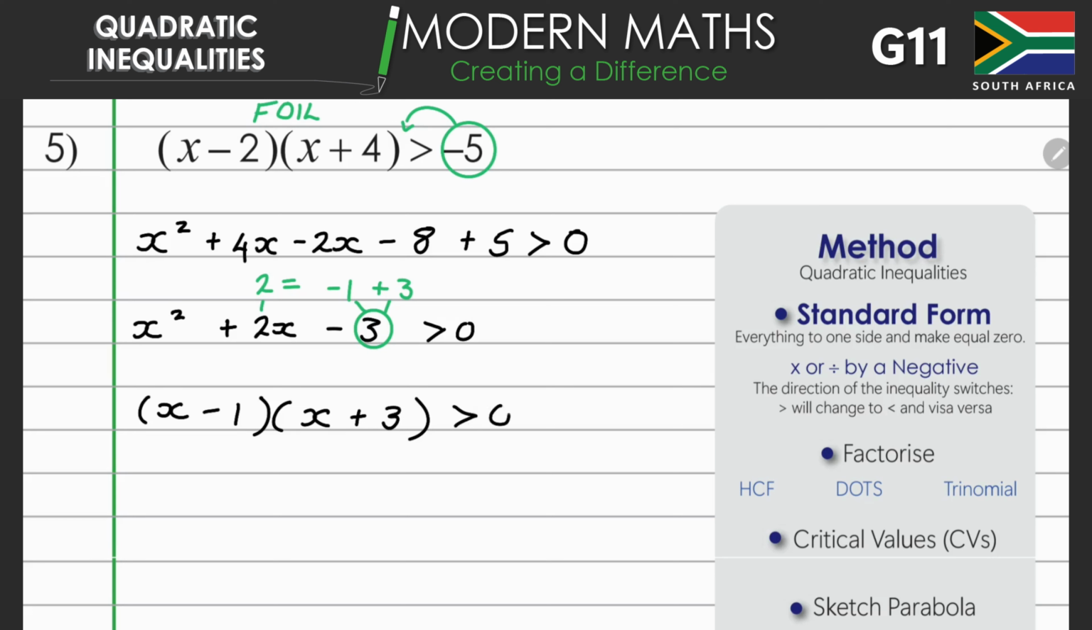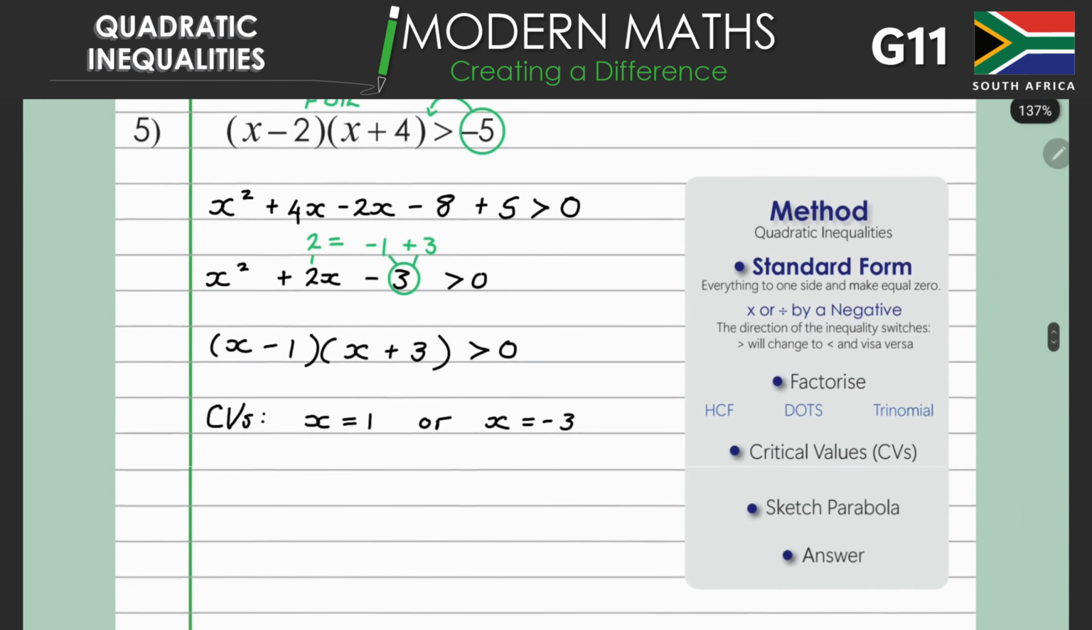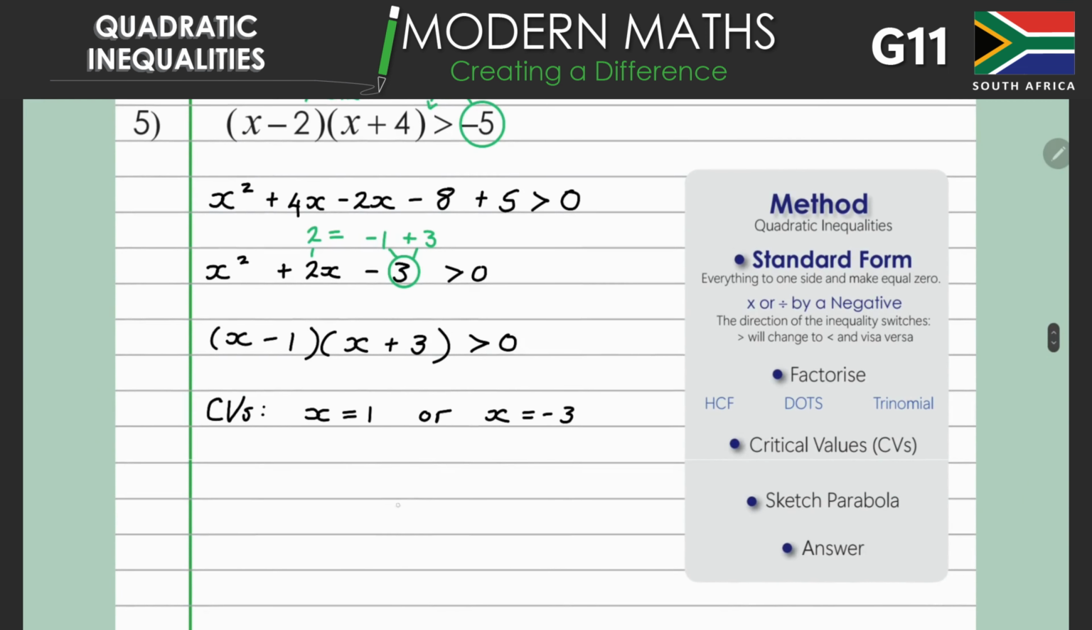Alright, from there we're going to plot our critical values once again. So our critical values will be x equals 1, and the other critical value will be x equals minus 3. Then we're going to draw our parabola as per usual. Okay, the parabola will definitely be a happy face as always, because we've got a positive x squared present.